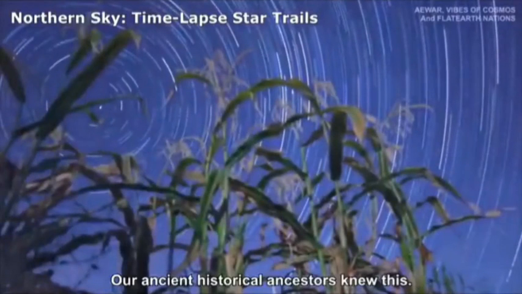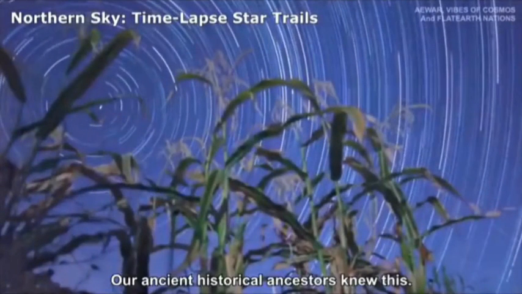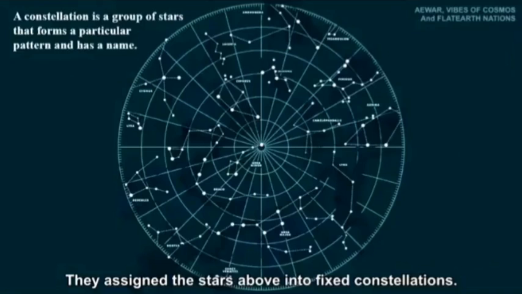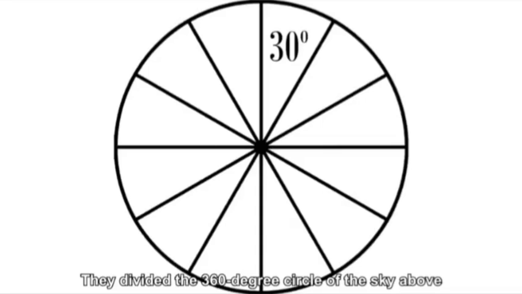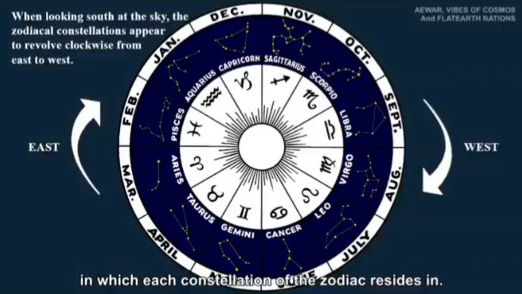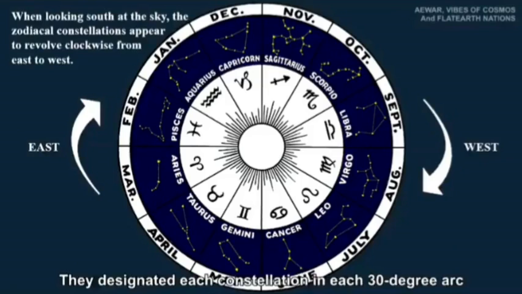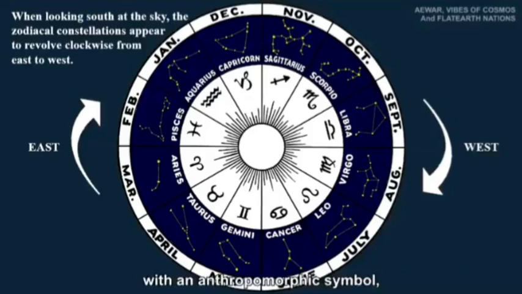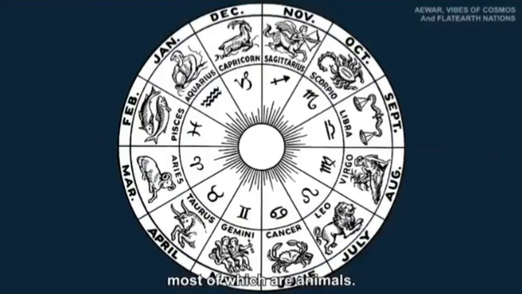Our ancient, historical ancestors knew this. They assigned the stars above into fixed constellations. They divided the 360-degree circle of the sky above into 12 divisional arcs of 30 degrees, in which each constellation of the zodiac resides in. They designated each constellation in each 30-degree arc with an anthropomorphic symbol, most of which are animals.